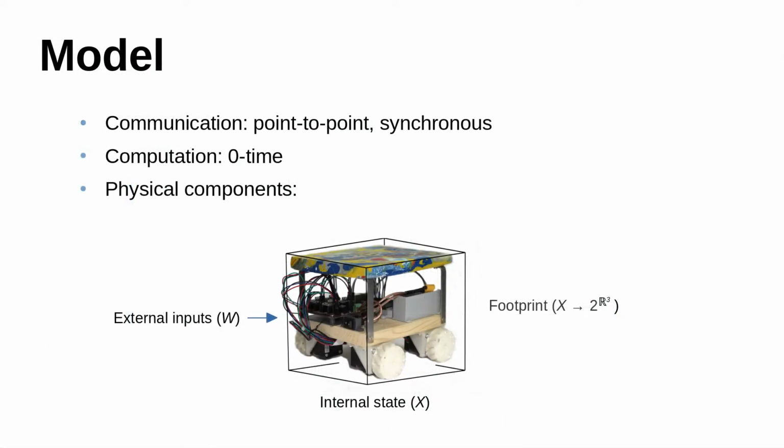Before we discuss these 2 parts in more detail, let us introduce our model. On the software side, we assume point-to-point synchronous communication and zero-time computation. Concretely, this means that we are looking at systems where the dynamics are relatively slow compared to the computation and the network. The robots are modeled as dynamical systems with an internal state, external inputs to represent the influence of the environment, and to check for collisions, each robot comes with the space it needs to move. This footprint is a function of the internal state.